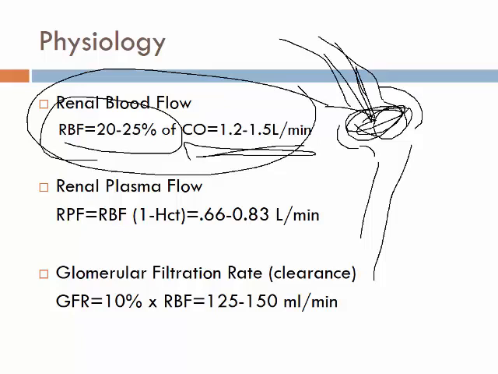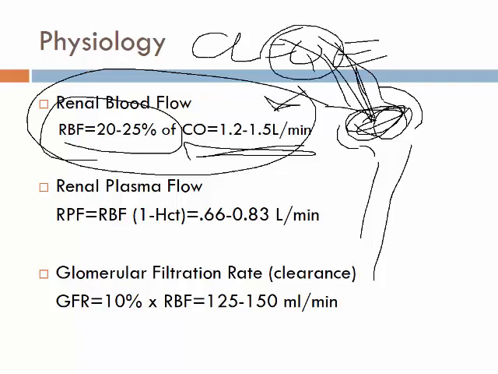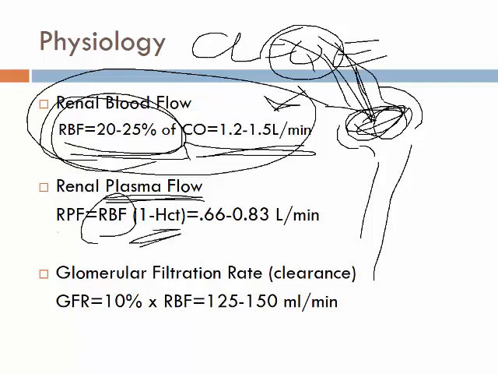So remember, with any clearance, it's going to be Q times E, so we need to understand the blood flows here, right? The renal blood flow is 20 to 25% of this, and then our renal plasma, so if we did the math, I'm not going to just because it's not that important, but you can do it. The renal plasma flow, remember plasma is blood minus the red blood cells, so you have to consider the hematocrit there. So your renal plasma flow is going to be between 0.66 and 0.83 liters per minute.